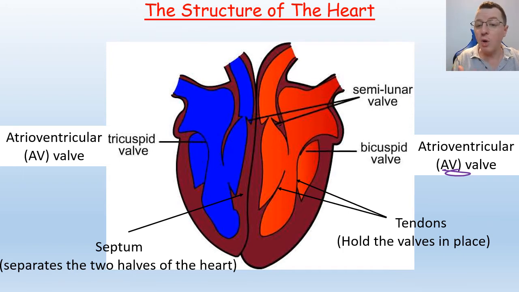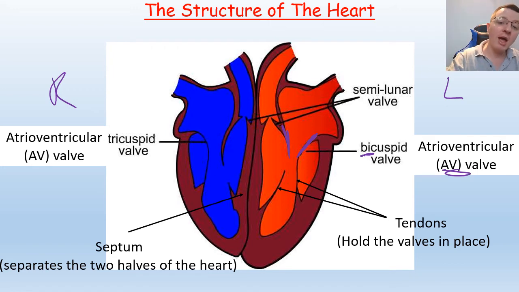Now if you ever do a heart dissection, you'll notice that the AV valve on the left hand side of the heart is actually just made up of two flaps of skin, two valves, so that's known as a bicuspid valve. On the right hand side of the heart, the AV valve, the atrioventricular valve, actually has three flaps of skin there. You can't quite see that on the diagram, and they are known as tricuspid valves.